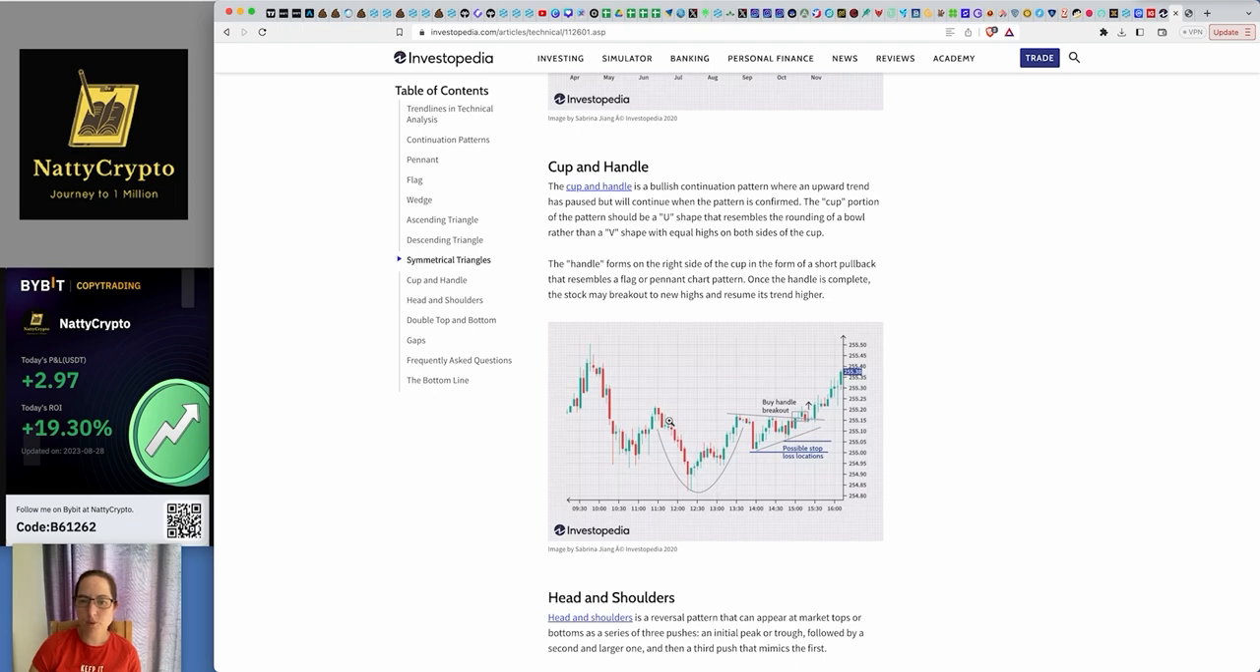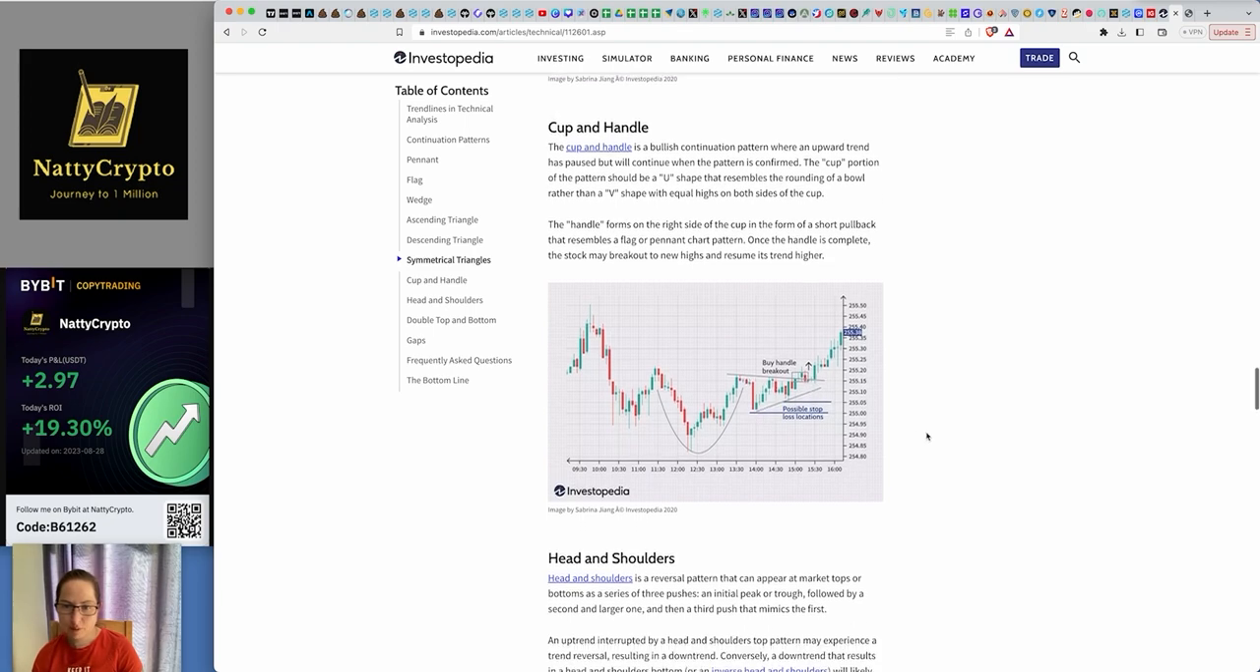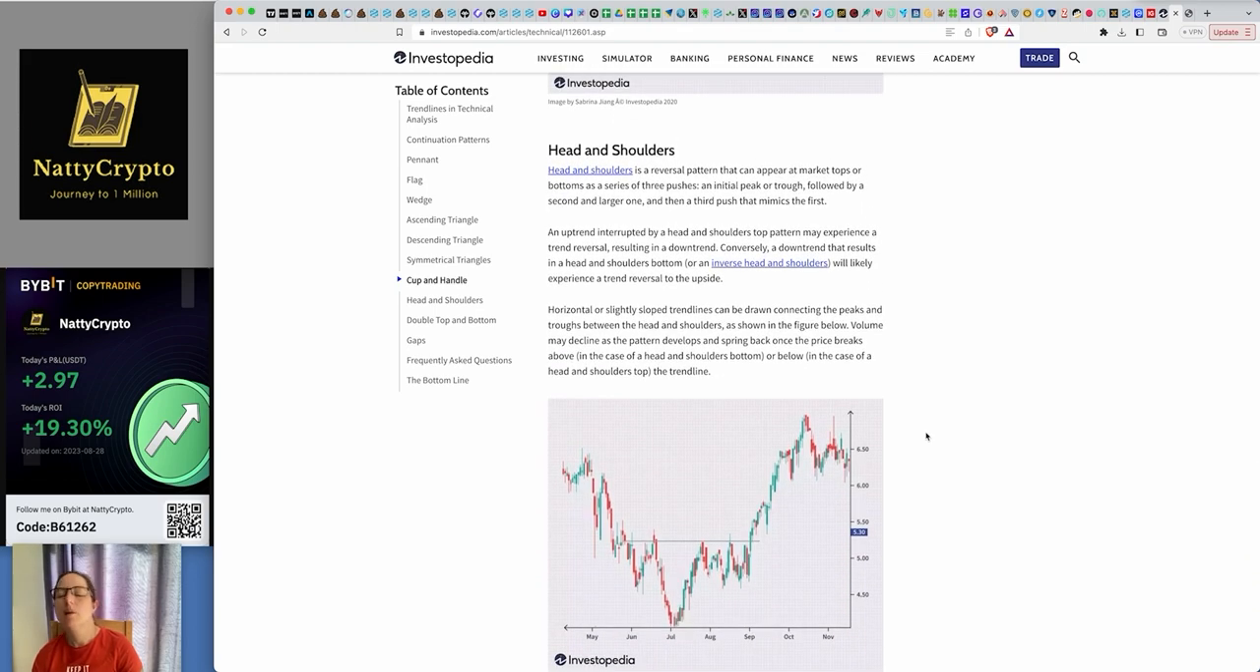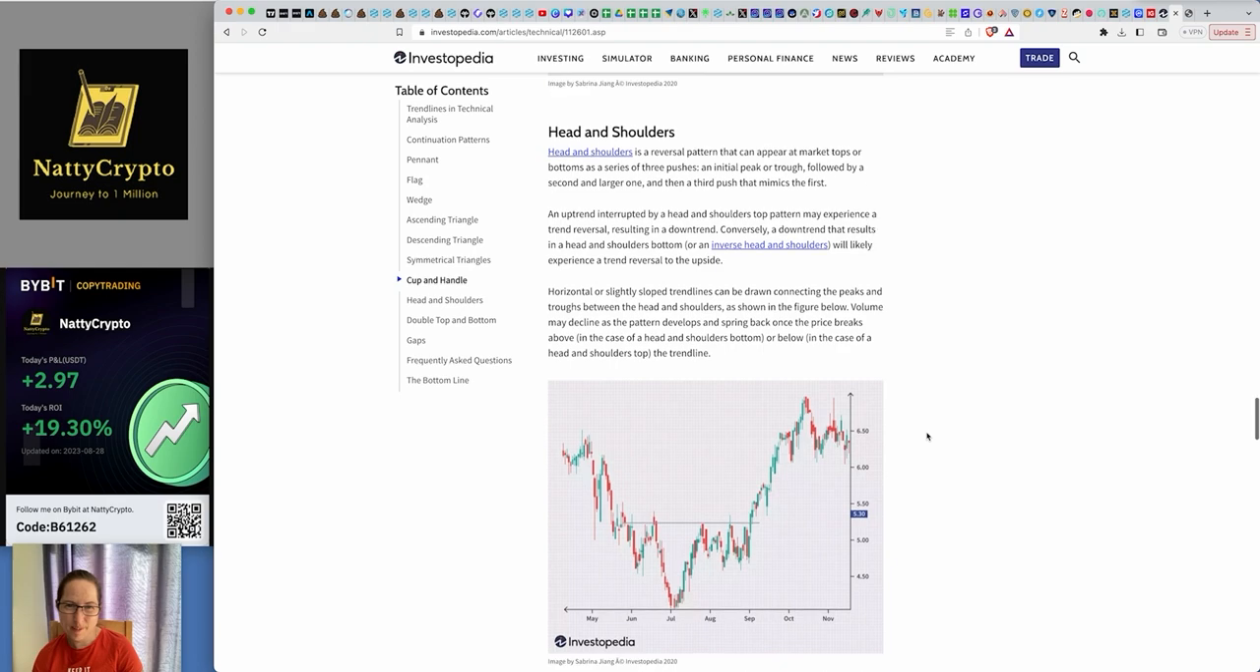The handle forms on the right side of the cup in the form of a short pullback that resembles a flag or a pennant chart pattern. Once the handle is complete, the stock may break out to new highs and resume its trend higher. See, there's your handle. Does that make sense? Head and shoulders. My favourite, I have to admit, they are my favourite.